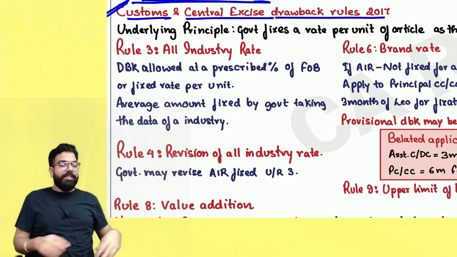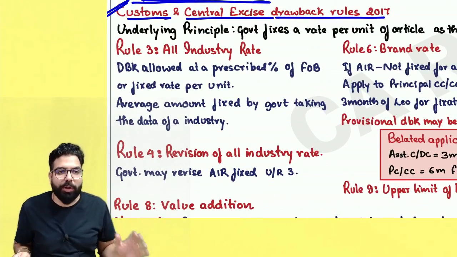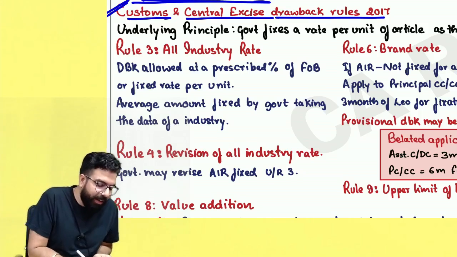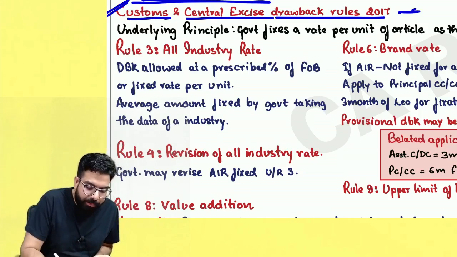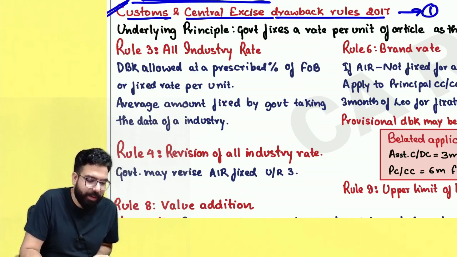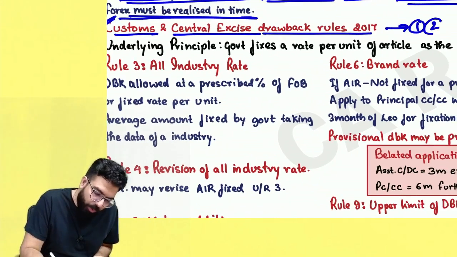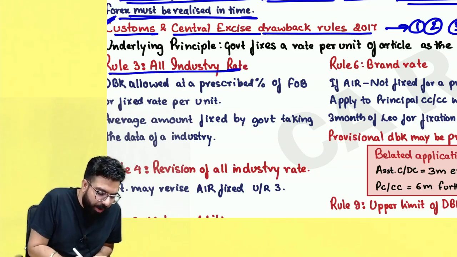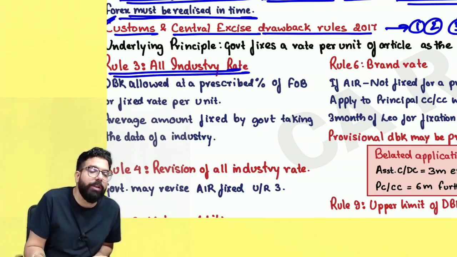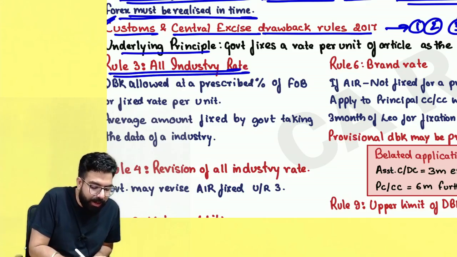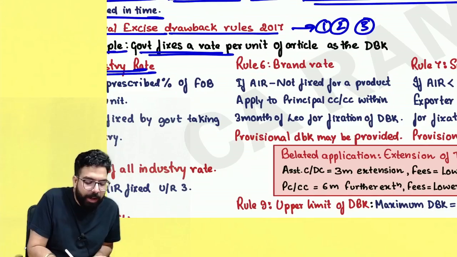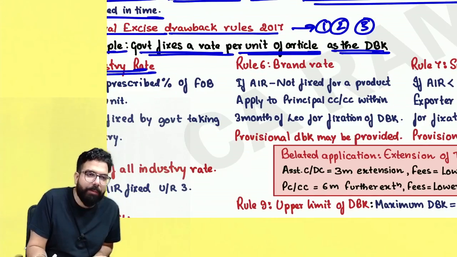Okay, nothing. The Customs and Central Excise Duty Drawback Rules 2017 first of all say the short title, that my name is Customs and Central Excise Duty Drawback Rules. Rule number 2 will say about the definitions. Now rule 3 says that whenever you are claiming duty drawback, it will be given on the all industry rate. Basically, the underlying principle is that government fixes a rate per unit of article which will be given as duty drawback.